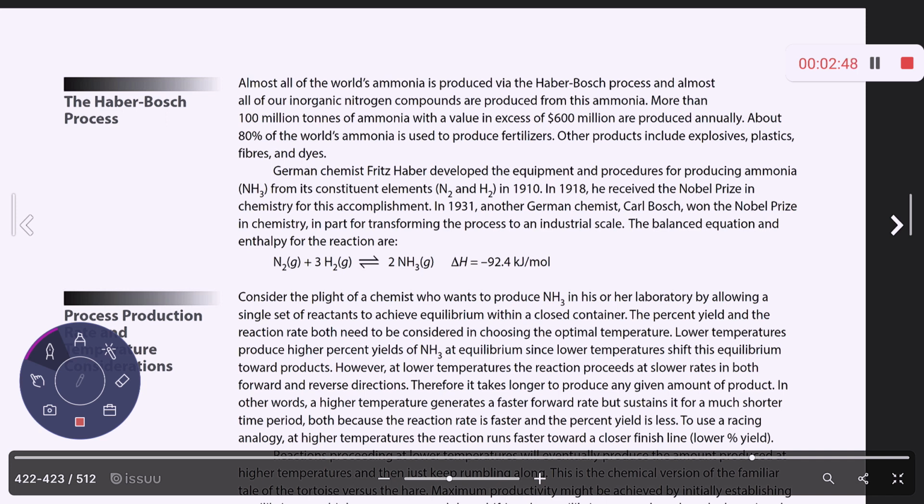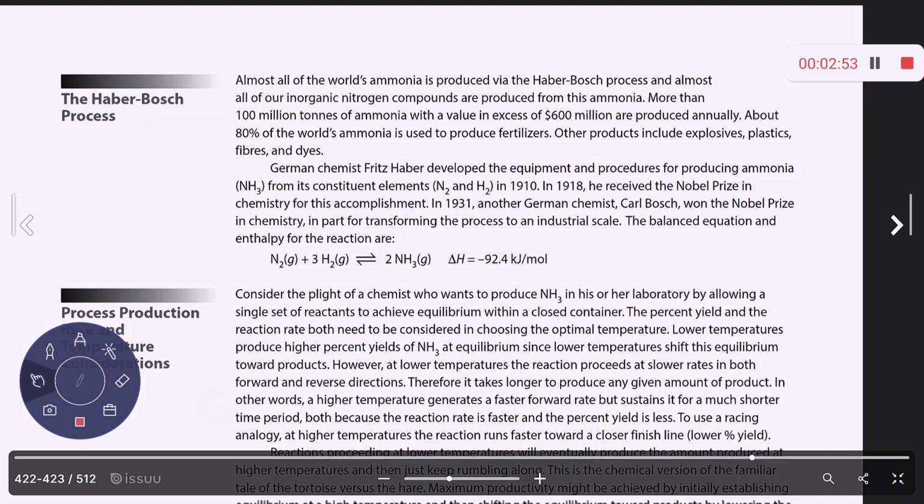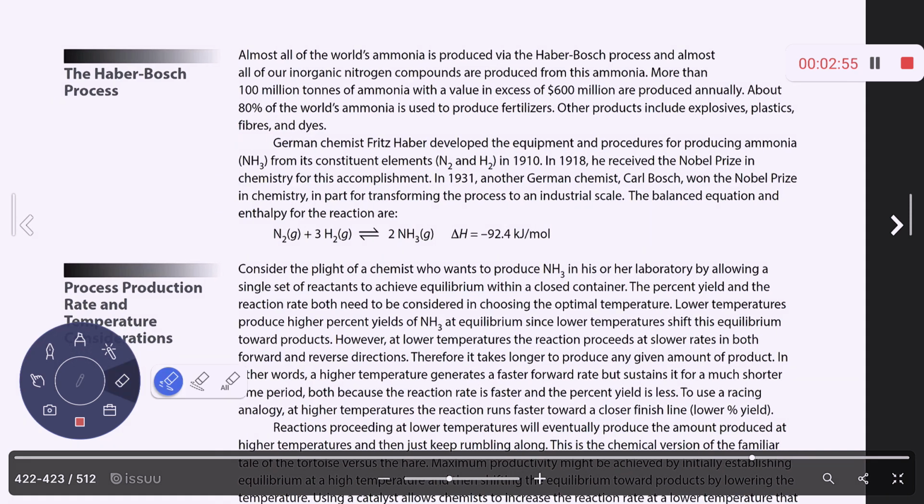Almost all of the world's ammonia is actually produced by something called the Haber-Bosch process. And it's worth a lot of money, like $600 million is produced in the world. Fritz Haber actually developed the procedure for producing ammonia. This is the chemical reaction for producing ammonia. So nitrogen gas combines with hydrogen gas to make NH3, and NH3 is ammonia. And then Carl Bosch is the one that came along and put this on an industrial scale so that we could produce so much of it.